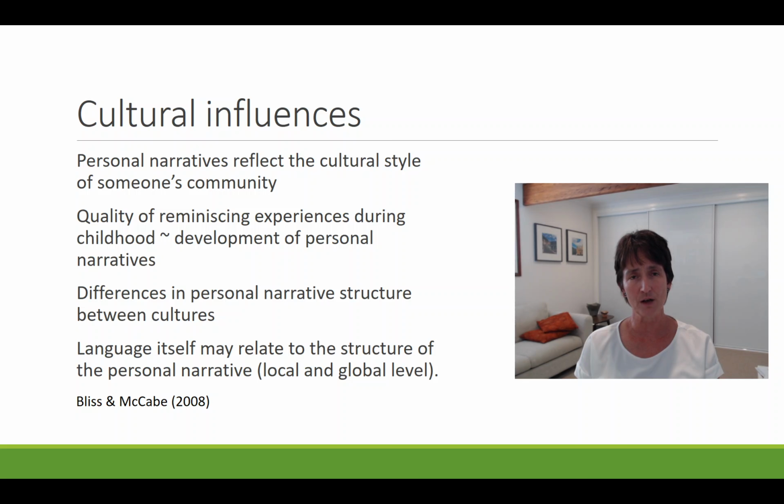For example, some cultures may come up with a topic-associated personal narrative. So they talk about all these different people who went to the dentist when asked to talk about an event or a personal experience at the dentist. Whereas other cultures might produce really topic-centered personal narratives where they talk about one specific event of going to the dentist that they experienced themselves. And then the language itself may relate to the structure of the personal narratives, either at local, so that's at word or sentence level, or global at that structural level.